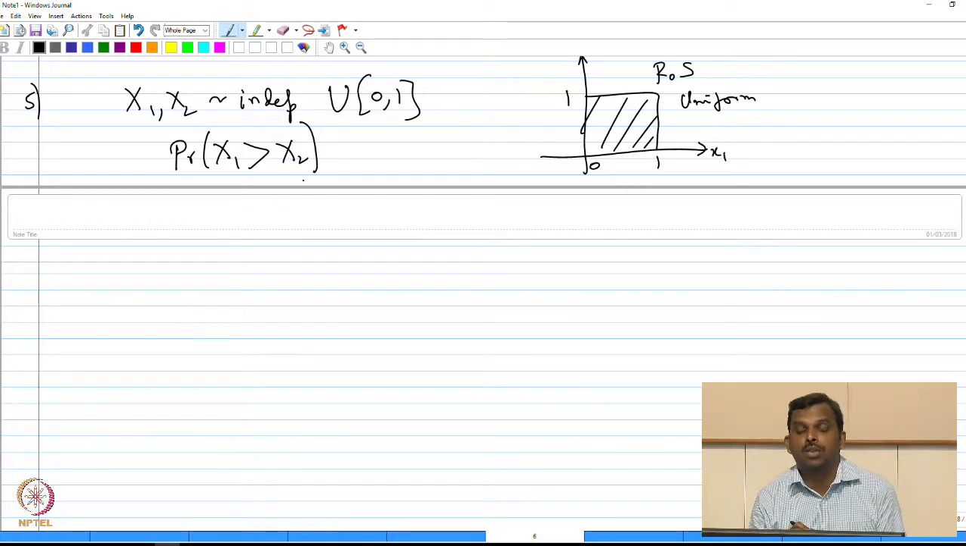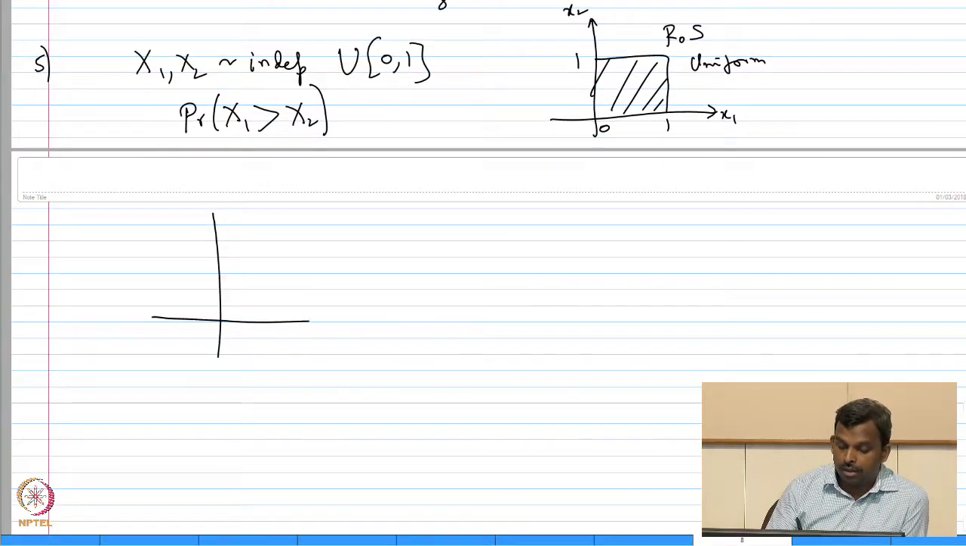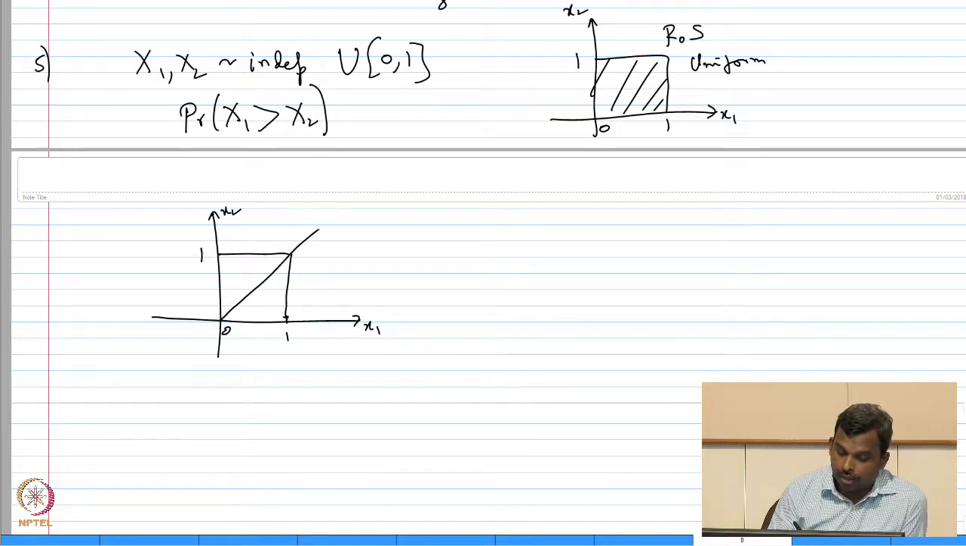Somebody might ask you this question. It's a continuous distribution, and you want to find the probability that x1 is greater than x2. The first thing you should do whenever somebody asks you a question like this is to plot the region of support. This is x1, this is x2. So x1 equals x2 is this line. Everything on this side will have x1 greater than x2.